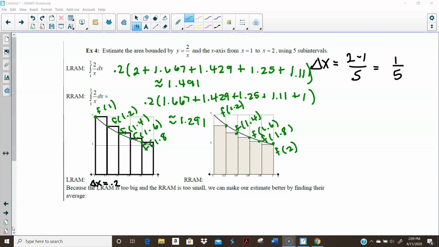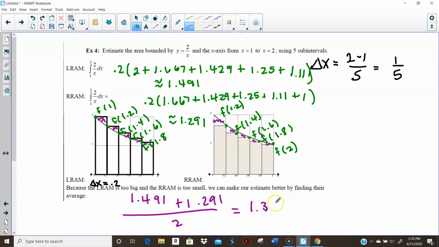So the right side ended up being 1.291. And you can see the left side is larger because the area over the curve, we're looking at extra area. And the right side is a little bit under, so you can see that number is smaller. So for Riemann sums, what we're going to do is add those two numbers together, divide by 2 to find the average. So we'll just add those two together, divide by 2, and the average is going to be 1.391.